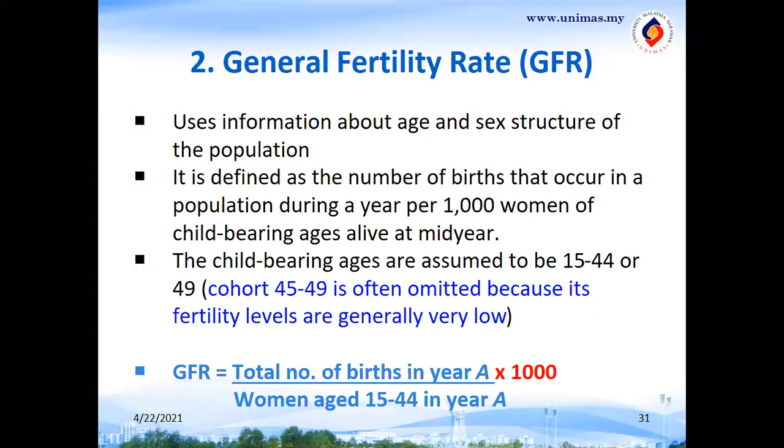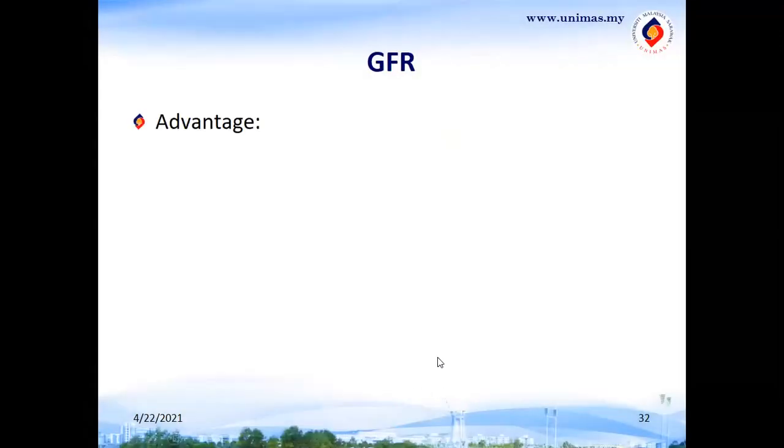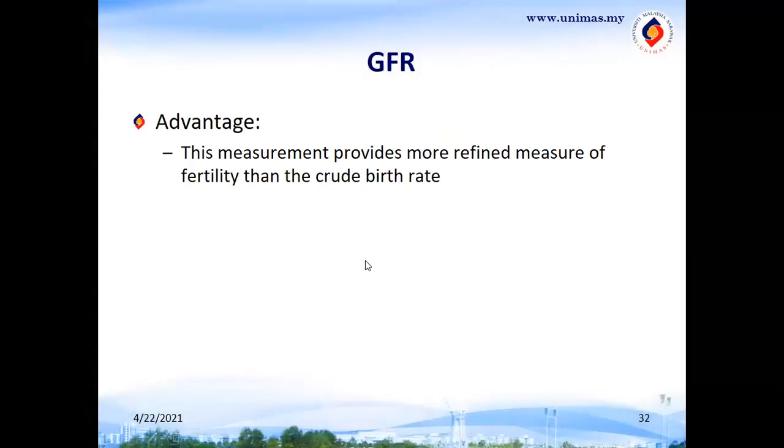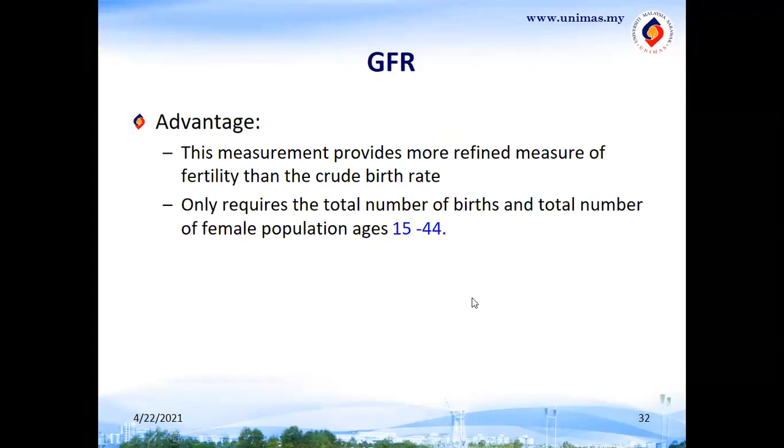And why is it general fertility rate? Because it refers to the women who are at the reproductive age. Okay, so the advantage of GFR is that the measurement provides a more refined measure of fertility compared to the crude birth rate. It's more refined, and it only requires the total number of birth and total number of females aged 15 to 44.